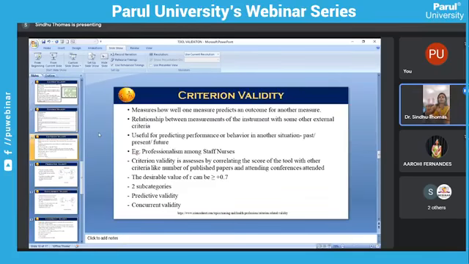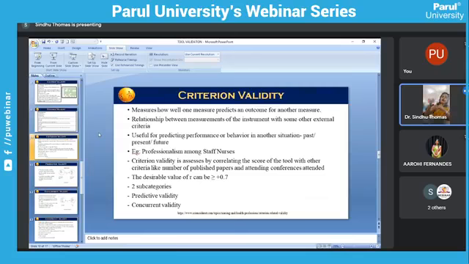We had come up with an example of professionalism among staff nurses. As a researcher, I develop a tool. With that tool I can also ask them what conferences they attend or how many research papers they have published. With this, I understand that an external criterion is the published papers or attending conferences. And the tool I have developed can be correlated with it, which is criterion validation. Hope you are clear with criterion validation.